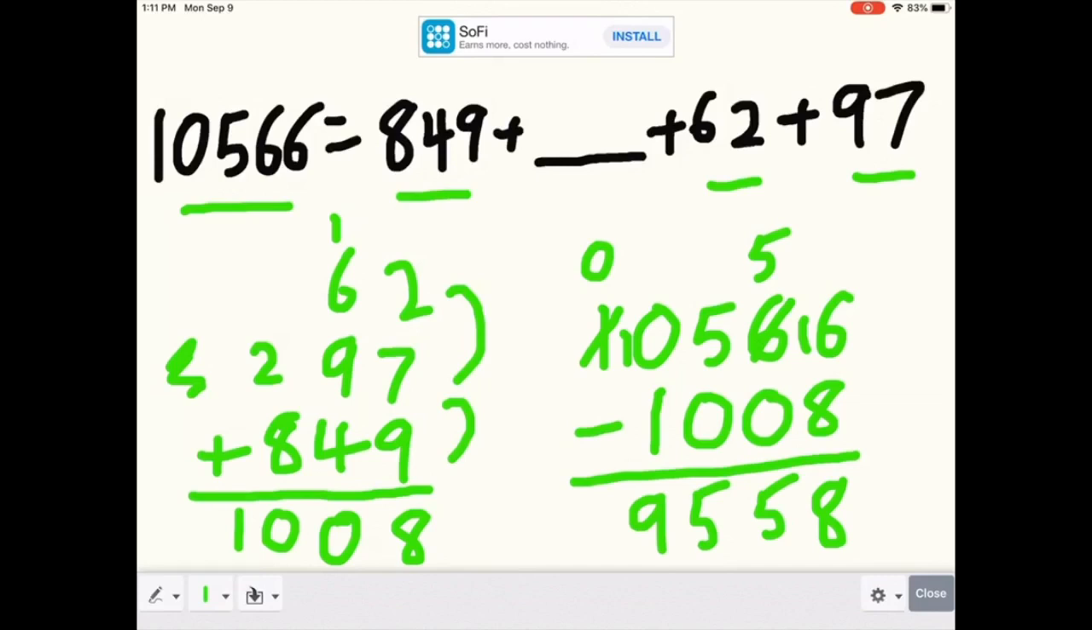And then we bring down the 0, but there's no point because we don't write leading zeros, right? We don't write zeros that lead our number because it makes no sense to do so. So that is your answer, y'all. 9,558. So that's your missing addend. So 849 plus 9,558 plus 62 plus 97 is equal to 10,566. All right, we know how to find missing addends.